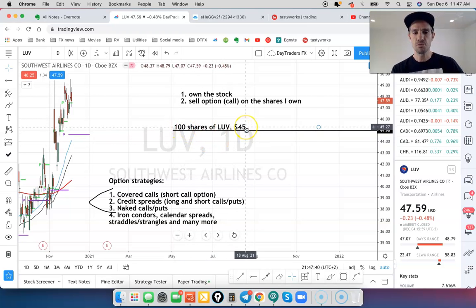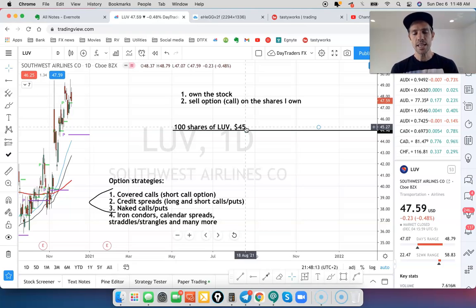Now, if I own 100 shares at $45, obviously any time I get out of Southwest Airlines above $45, I'm making some money. If I get out at $45.01, I made 1 cent a share, right? If I get out at $46, I've made $100 on that trade. I get out at $47, I've made $200, right? Because that's now $2 above the price. If I bought at 45 and I get out at 47, that's $2 higher than I bought in, and I have 100 shares. I make 200 bucks.